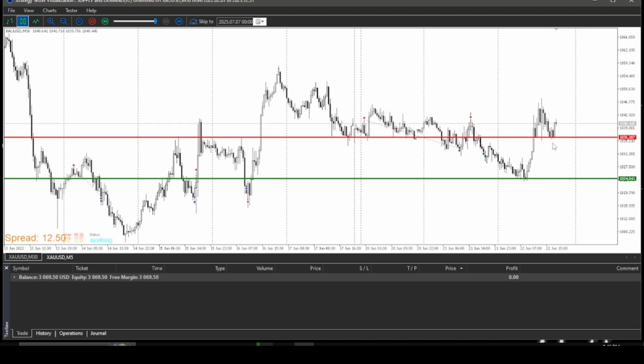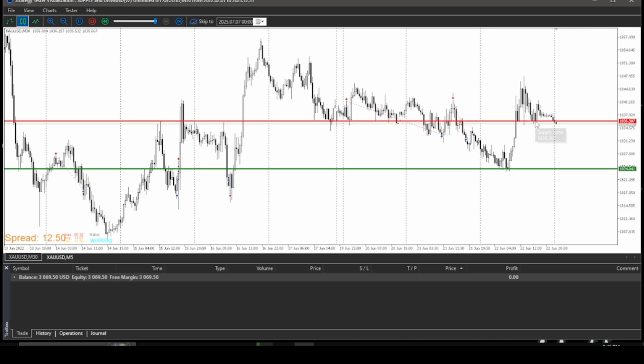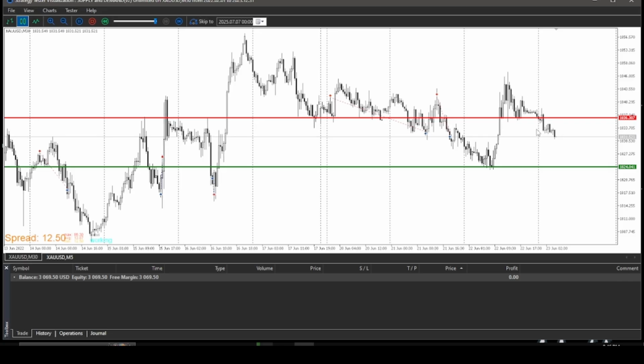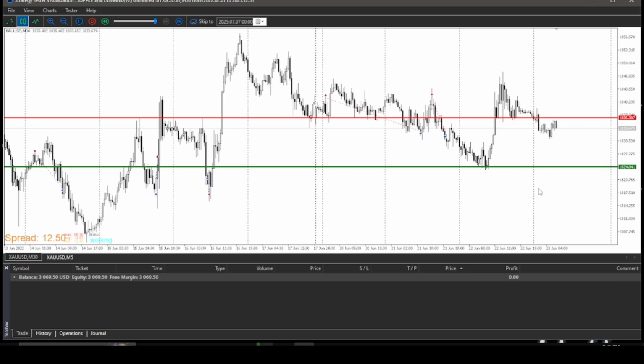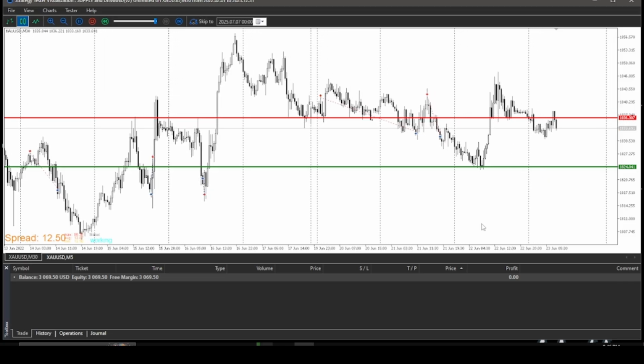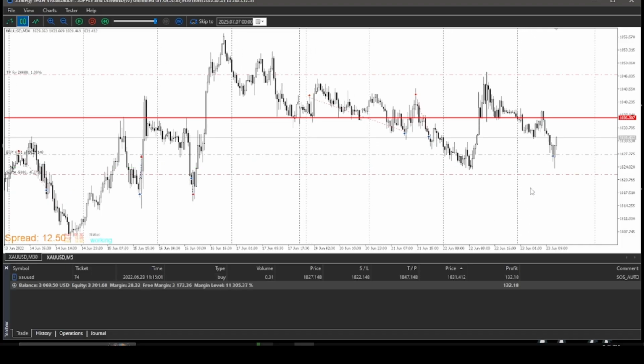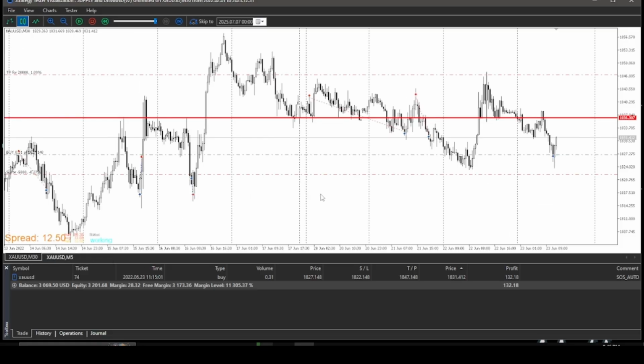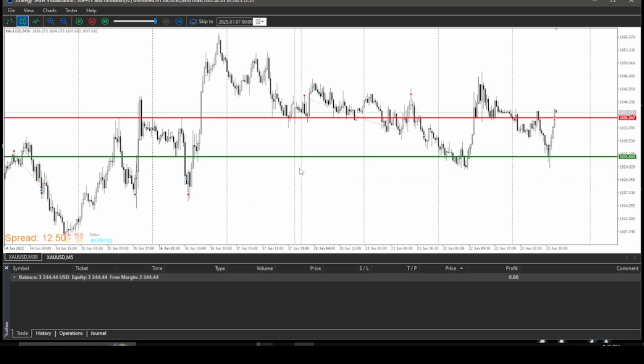Let's see. Okay, this supply zone has failed. Let's see about this demand zone. Okay, we've taken a trade from this demand zone. Now that was a good one. You can see that this rejection candle, then took the trade. Alright. So that's it. So in total, let's see the equity curve.